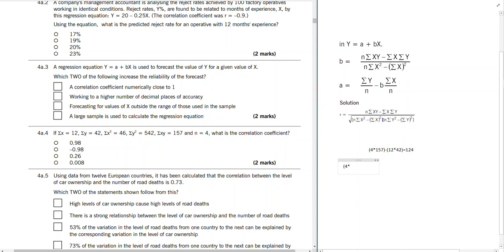We have 4 multiplied by the sum of x squared, which is 46, minus the sum of x, squared, which is 12 power 2. And then multiply that by doing the same thing for y. 4 times the sum of y squared, 542, minus the sum of y, squared.